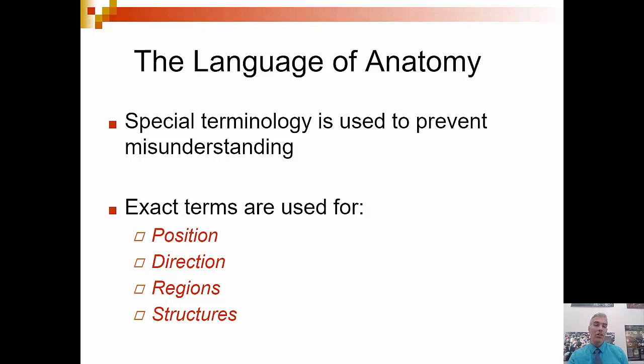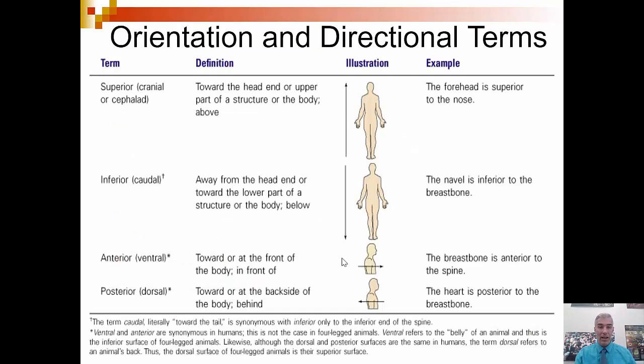So this is terminology that we use to understand things like position, direction, different regions of the body, different structures of the body. So the first thing we're going to focus on are the orientation and directional terms that you have to know, okay? So the first thing is superior. Now these are relationships to each other, so when we talk about one part of the body to another. Superior is referring to the bottom of your body to the top. Things that are superior are above. Things that are inferior are below.